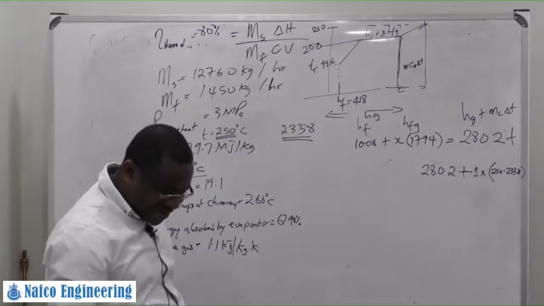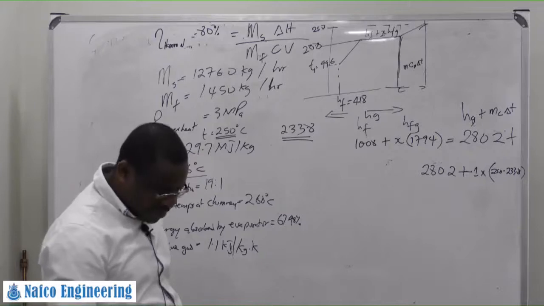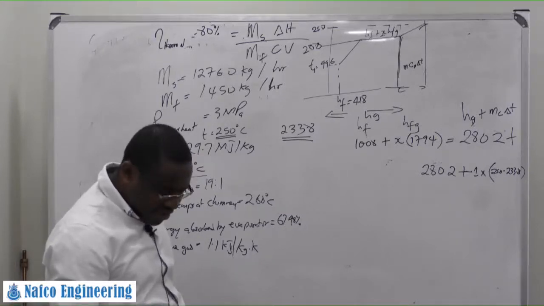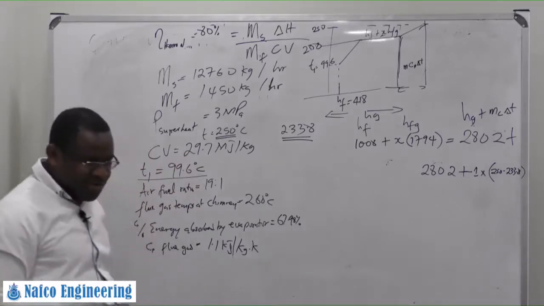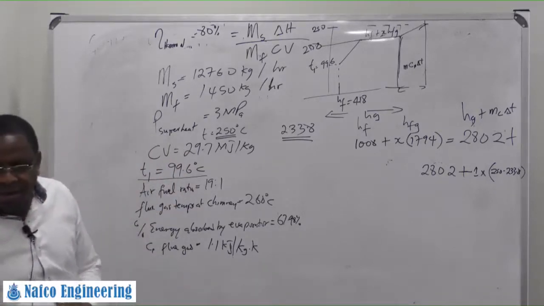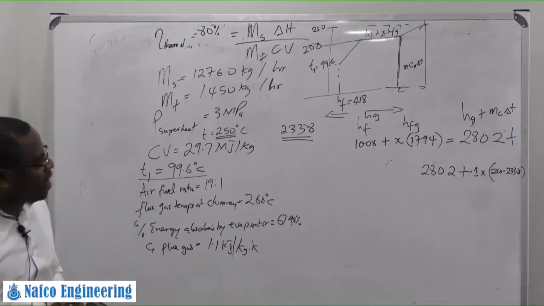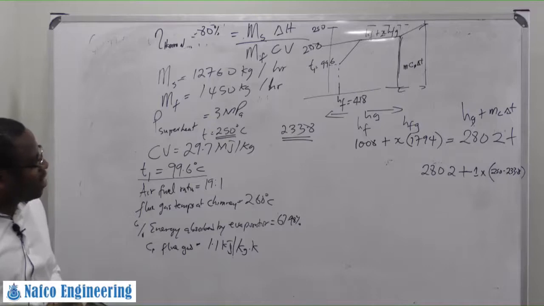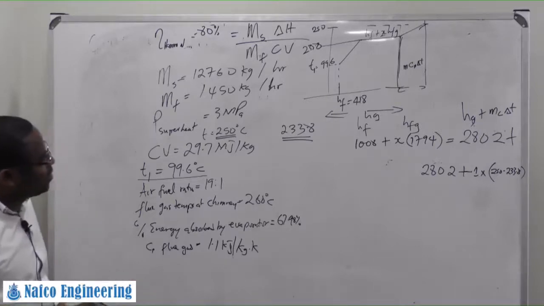Is it correct? It's not correct. There must be something wrong somewhere. With M as 1, but what is that?